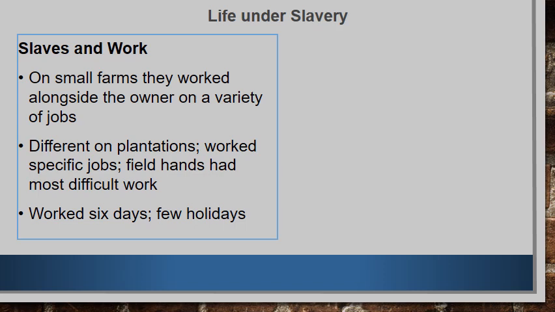Typically, the work week was 6 days. The day off would be Sunday for church, and that would be to honor Christianity, since people who own other human beings are so Christian. Get my sarcasm there.